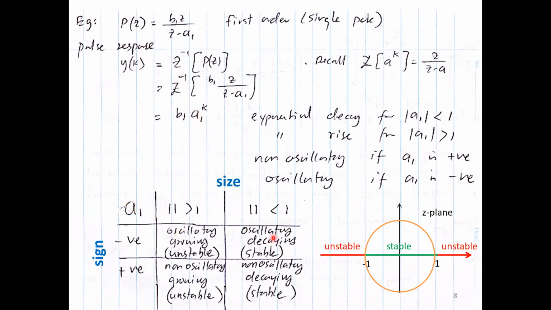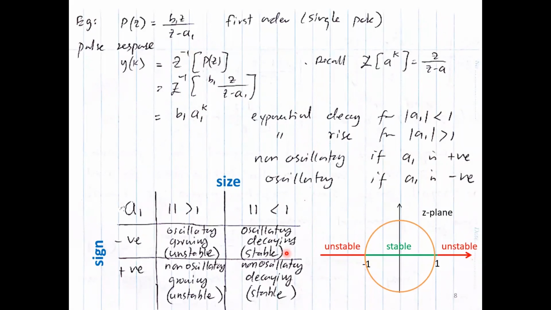So if I put that into a table like this, A1, this is the magnitude, this is the sign. All these four cases I can put like this. If it is positive and greater than 1, it is non-oscillatory, it's not oscillating, it is growing, an exponential rise, it's unstable. And if it is less than 1 and positive, it's again non-oscillatory, not oscillating, but decaying. Then it is stable. And for the negative case, if it is greater than 1, it is oscillating and growing. It's oscillatory unstable. And the other one is the oscillatory stable case.